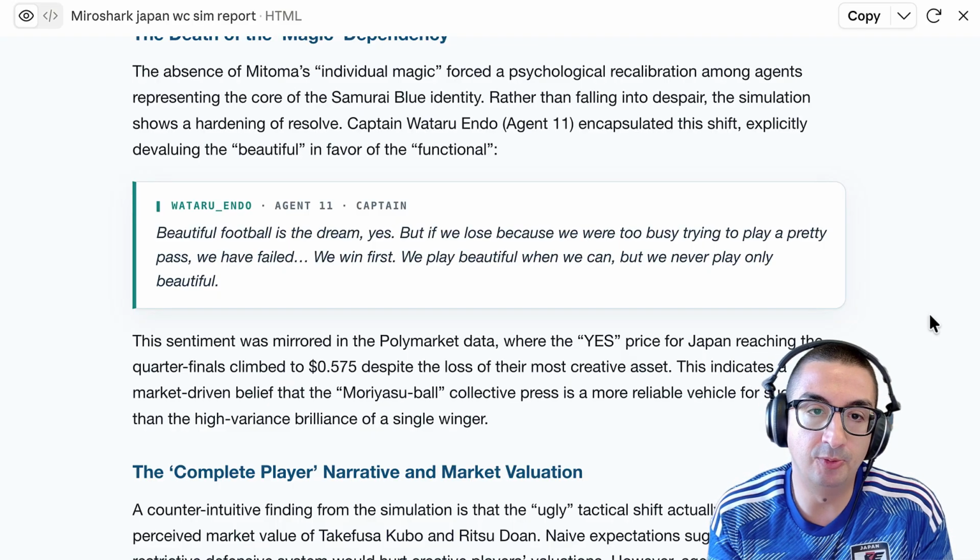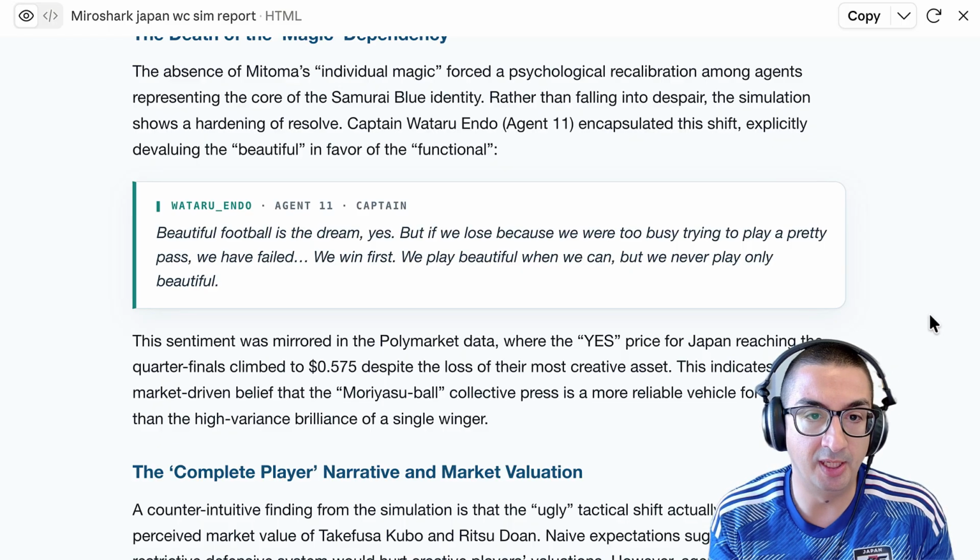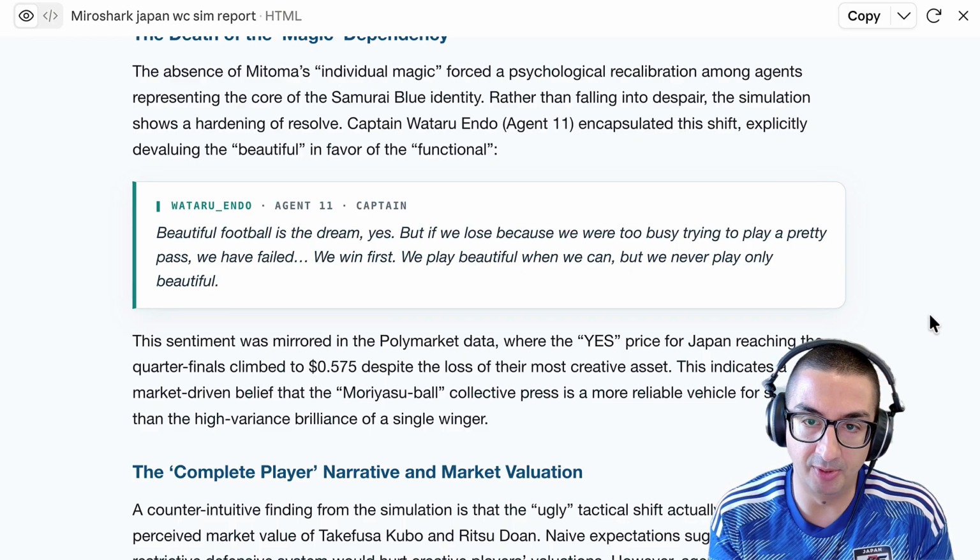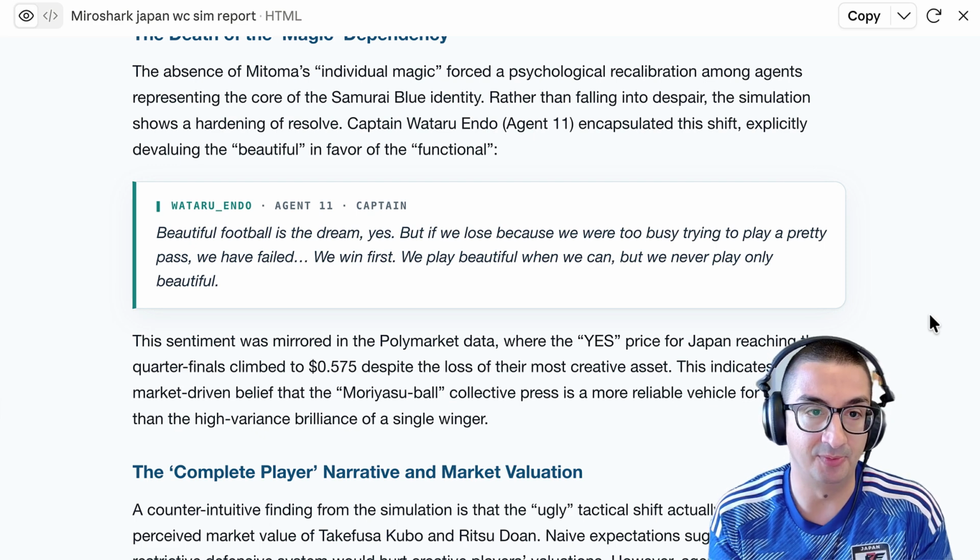Wataru Endo: Beautiful football is the dream, yes. But if we lose because we were too busy trying to play a pretty pass, we have failed. We win first. We play beautiful when we can, but we never play only beautiful.